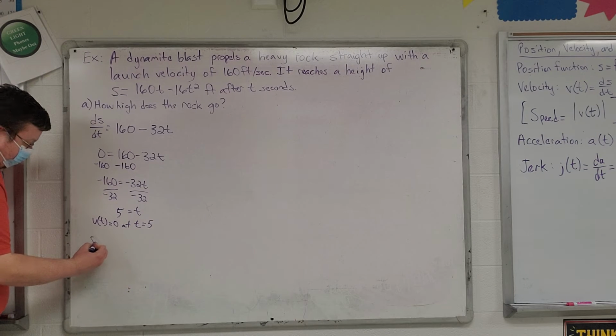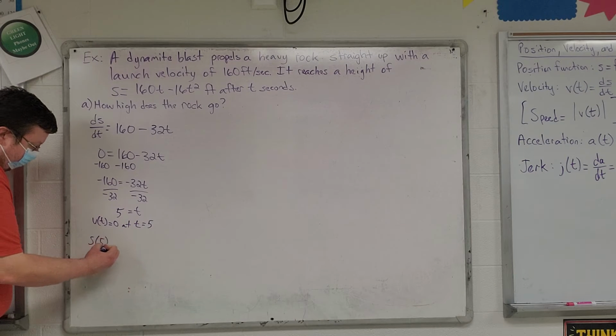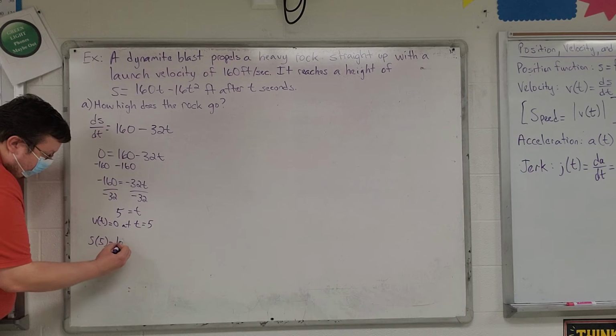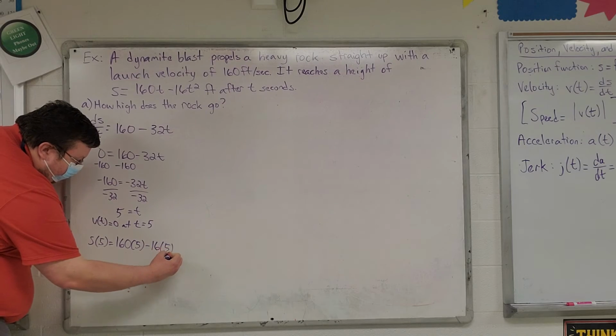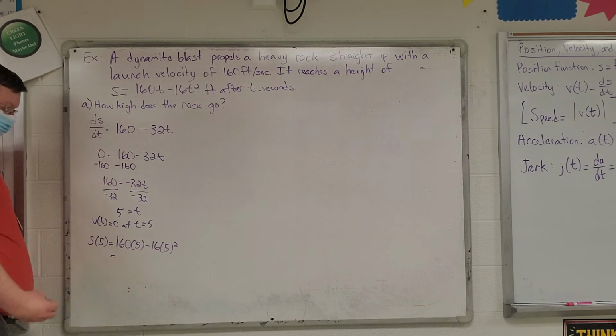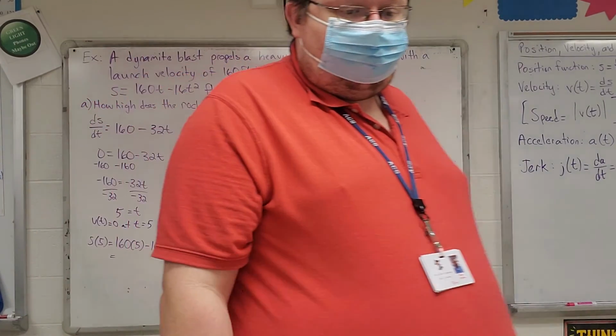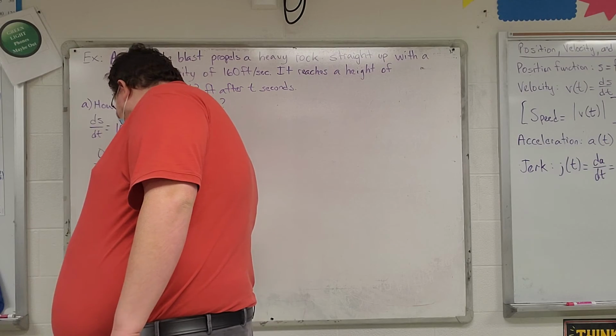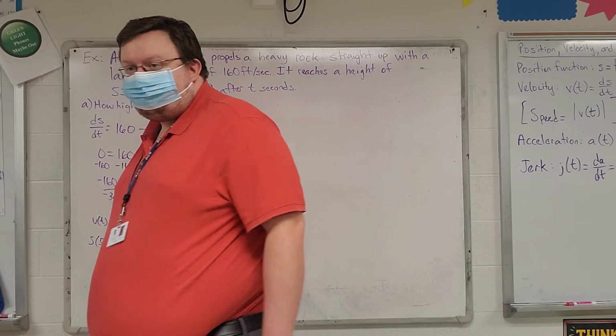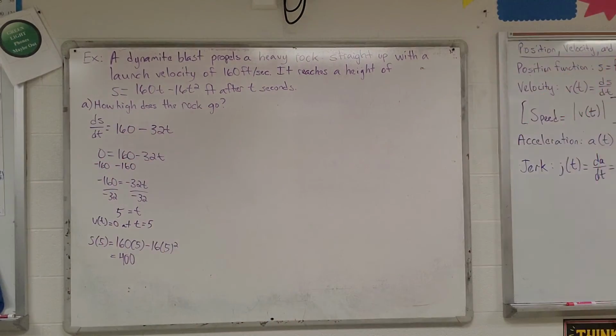So what is the position? We're going to find S of 5. That's going to be 160 times 5 minus 16 times 5 squared. We can plug all that in the calculator and we get 400 feet. Double check me, but that tells us that it was at 400 feet when the velocity was 0. Okay.